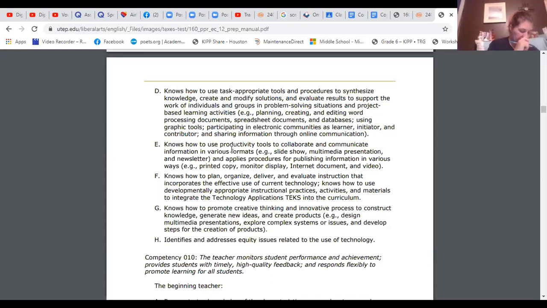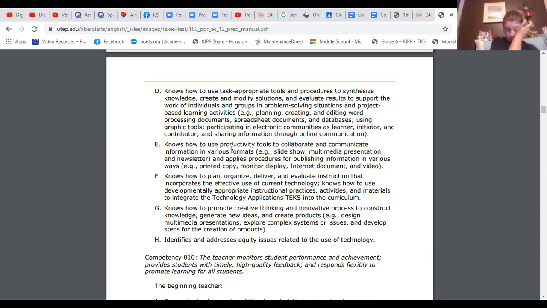So what incorporating technology for an early elementary classroom might look like might be different from how you would incorporate it in a high school, right? Going back to competency two, with competency one, developmentally appropriate activities, right?